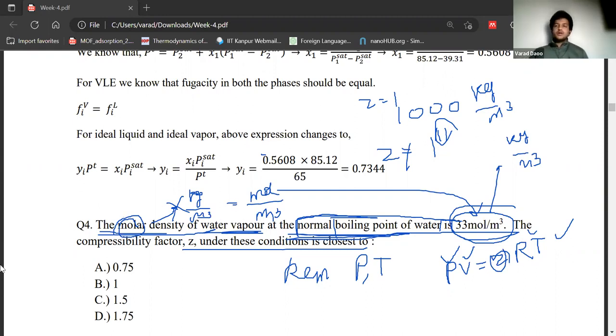Does anybody have any question? Has anybody solved it? So I'll give you the answer. The answer is going to be this. If you solve by this method, you should get density approximately as 1000.